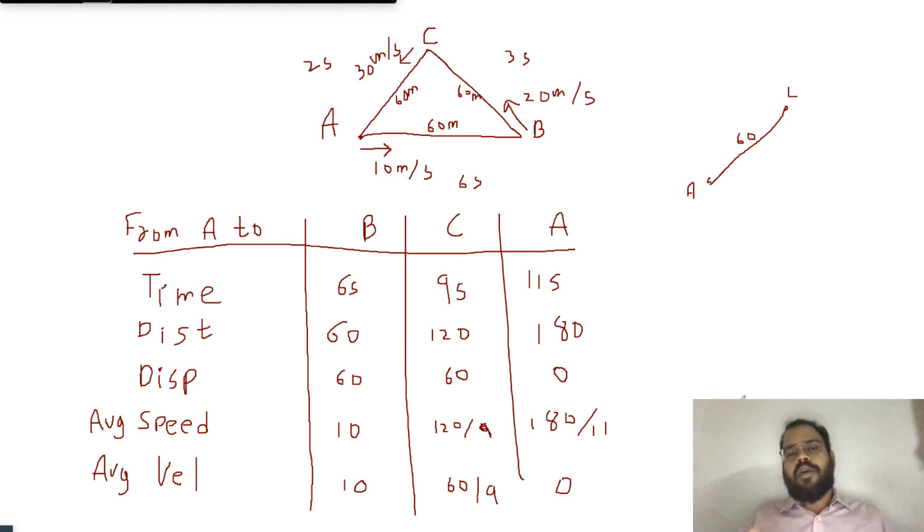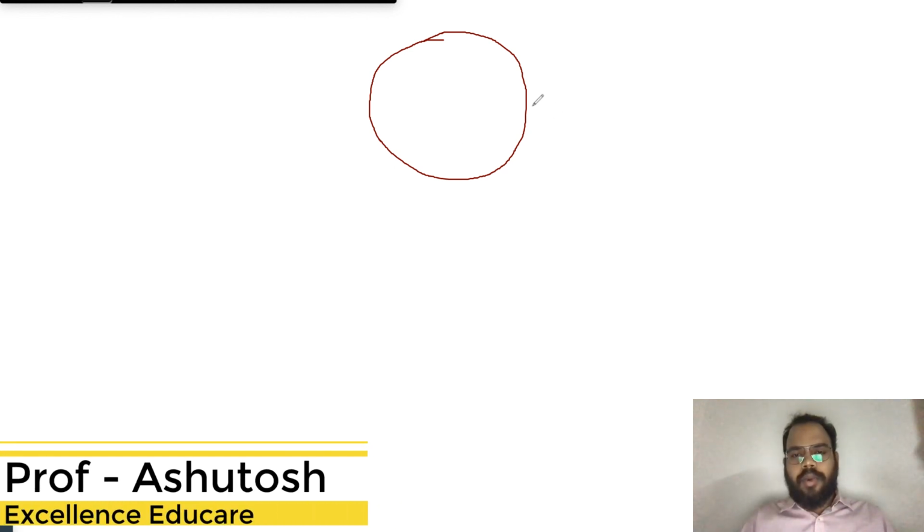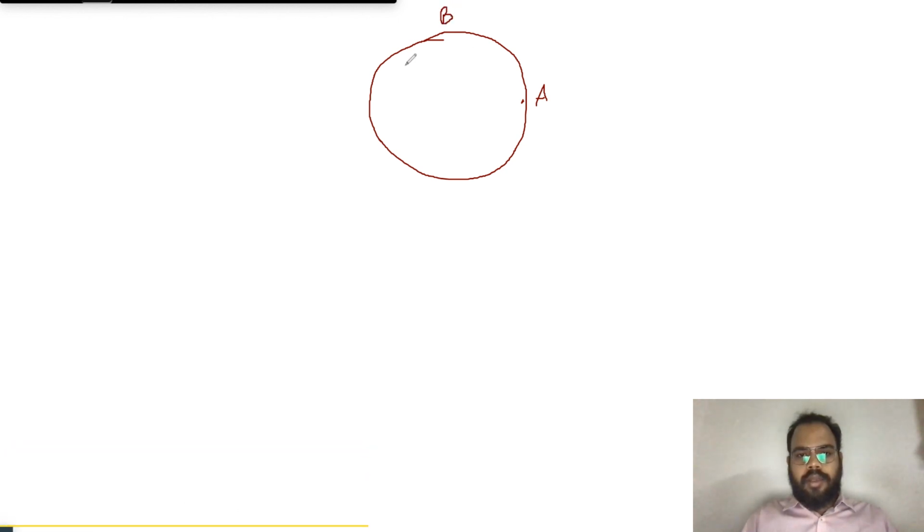Okay, so now we'll move on to the next question. We'll do a similar type of question, just with a little twist. So now the question is, consider a circular path. This is a circular path. This is your point A, this is your point B, this is your point C, this is your point D.